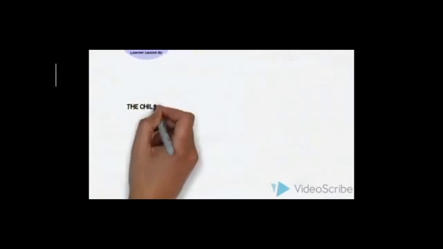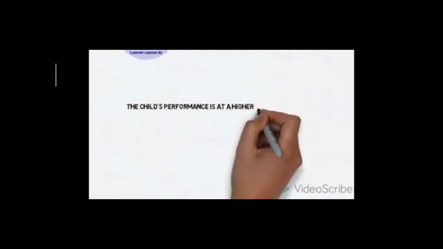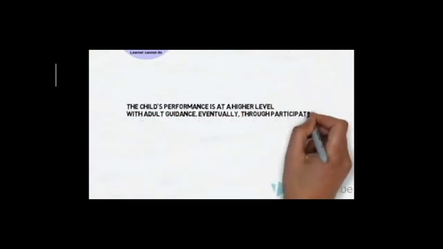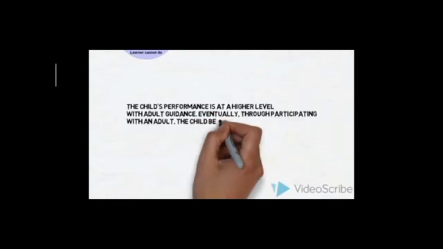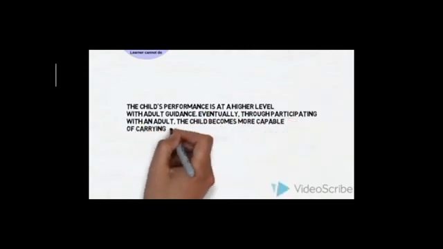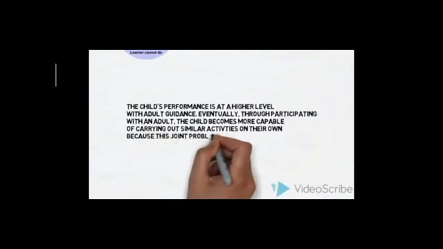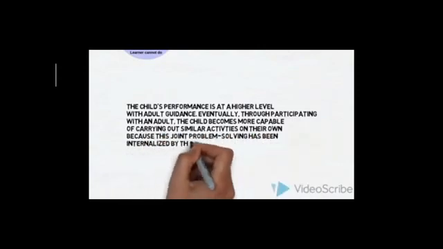The child's performance is at a higher level with adult guidance. Eventually, through participating with an adult, the child becomes more capable of carrying out similar activities on their own because this joint problem solving has been internalized by the child.